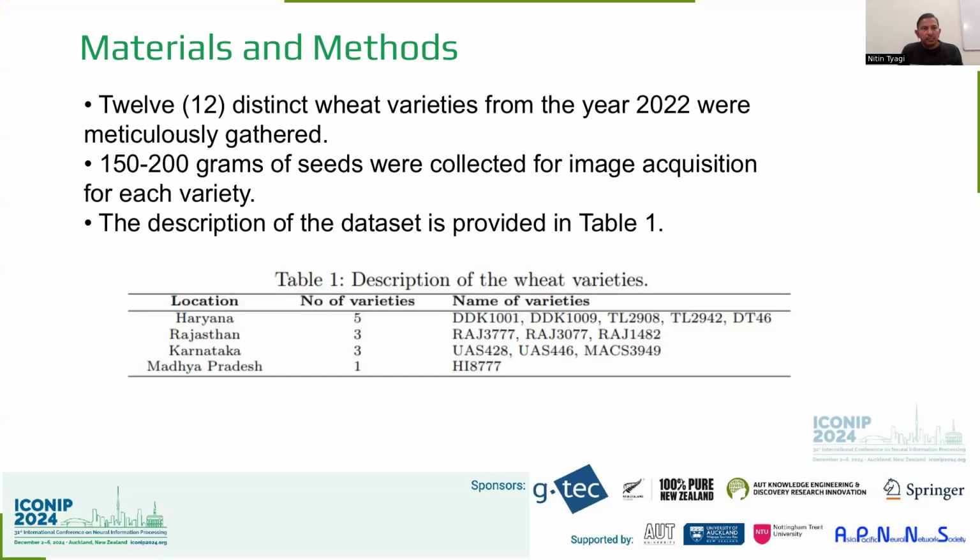Materials and methods. In this study, we have collected 12 Indian wheat varieties from 4 locations in India, and around 150 to 200 grams of seeds were collected for the image acquisition. These seeds were collected from certified wheat grower institutes in India.